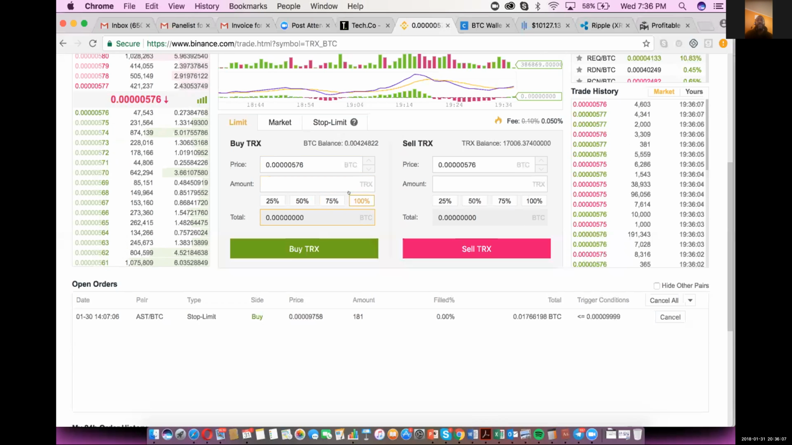So say you have 1 whole Bitcoin in there and you want to spend half of it on that particular altcoin, all you have to do is go down and hit 50%, and that's how much you would purchase out of your Bitcoin that's in your wallet. And so forth with 75% or 100%. That's nice. Yeah, Binance makes it easy.